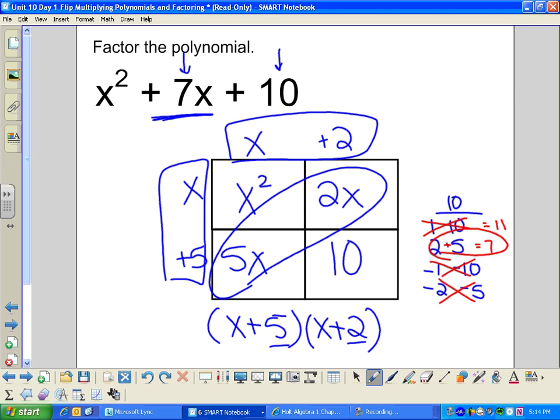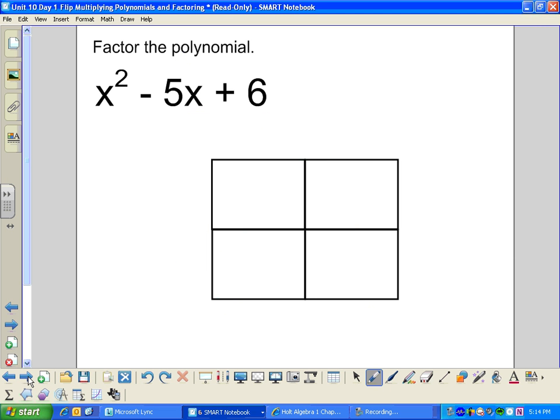These two things multiply to give me 10, but add to give me 7. Let's factor this polynomial. I know that my x squared will go here, and I know that my 6 will go here. And I'm looking for two numbers that multiply together to give me 6, but that add together to give me negative 5.